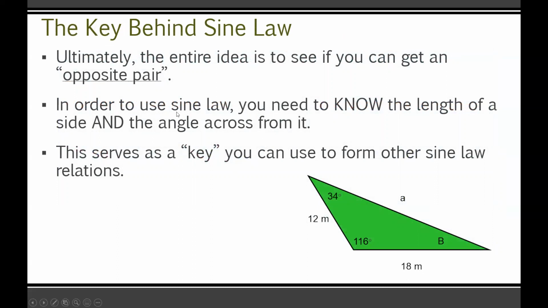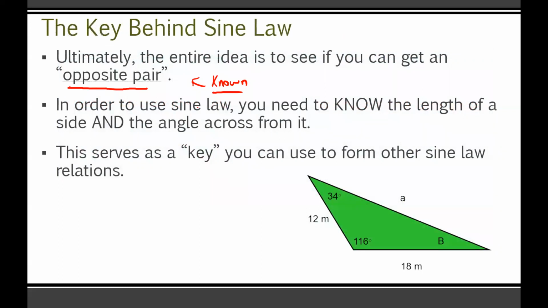Ultimately, here's the key behind sine law. The entire idea is to see if you can get an opposite pair. What I mean by that is an opposite known pair. If you know two things that are opposite to each other, so one side length and the angle across from it, you're golden. You can use sine law. That's all you've got to look for.